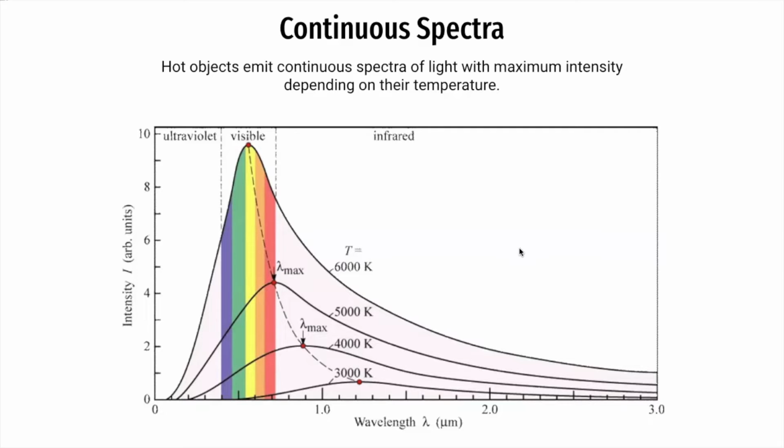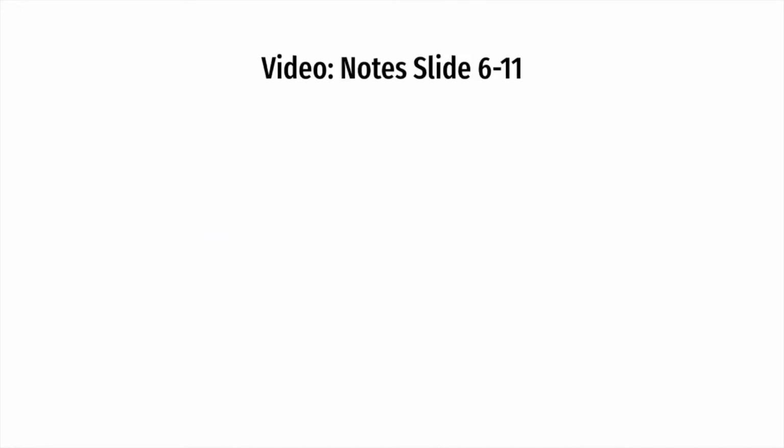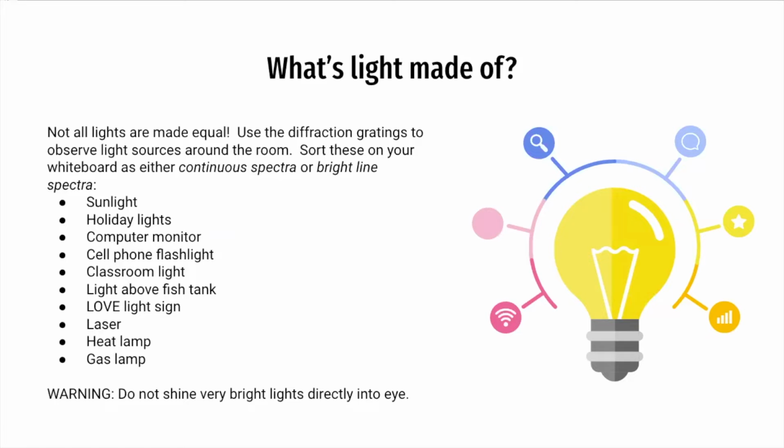Previously in class, we've sorted these into two categories: either continuous spectra or bright line spectra. And we've gone around the room to see what types of light give off what types of spectrum.